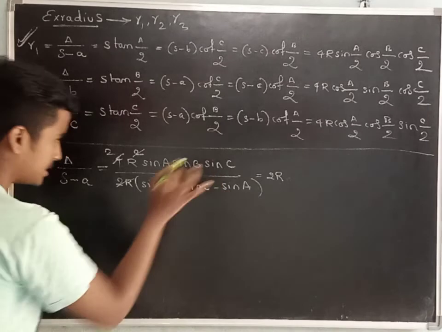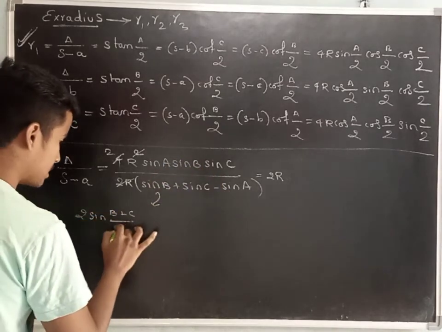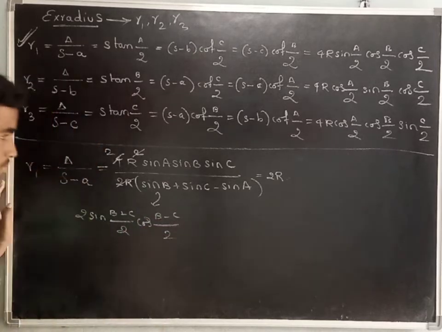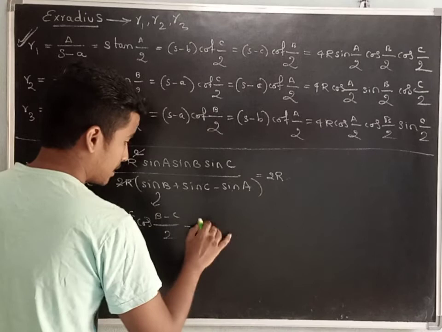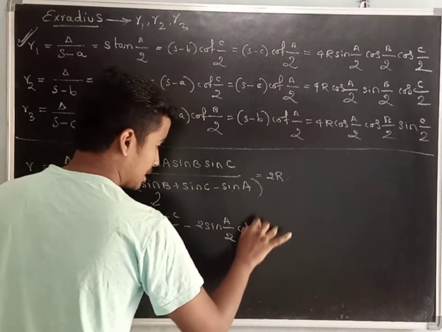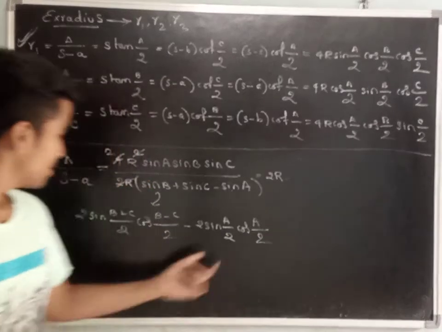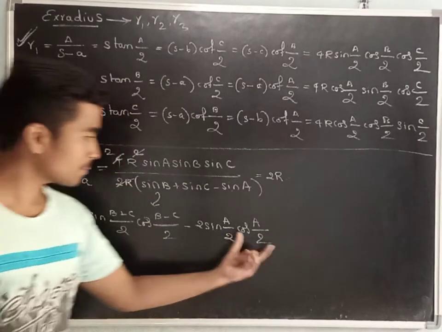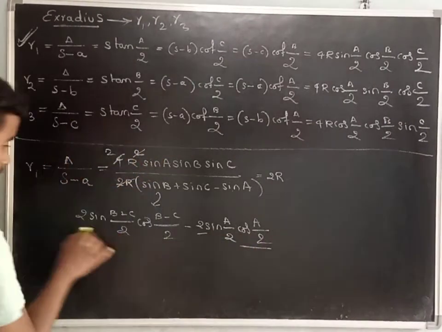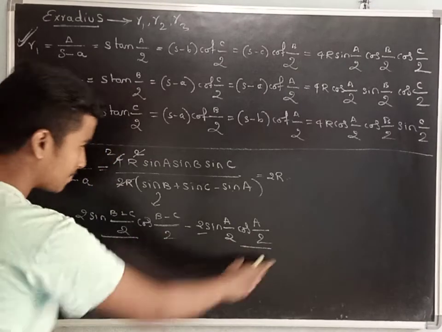Sine b plus sine c is nothing but 2 sine (b plus c)/2 into cos (b minus c)/2, minus sine a, which can be written as 2 sine a/2 into cos a/2. Sine (b plus c)/2 is nothing but cos a/2. Let me take 2 cos a/2 and 2 sine (b plus c)/2 as common. Sine (b plus c)/2 is nothing but cos a/2.